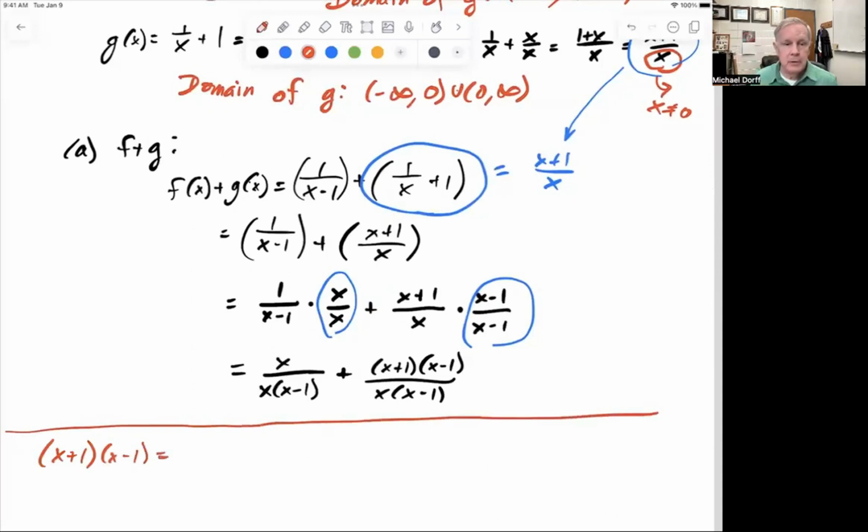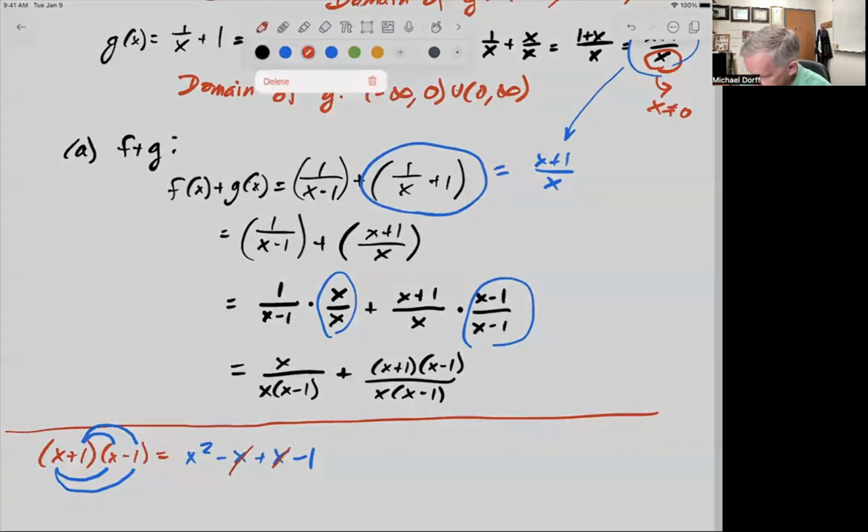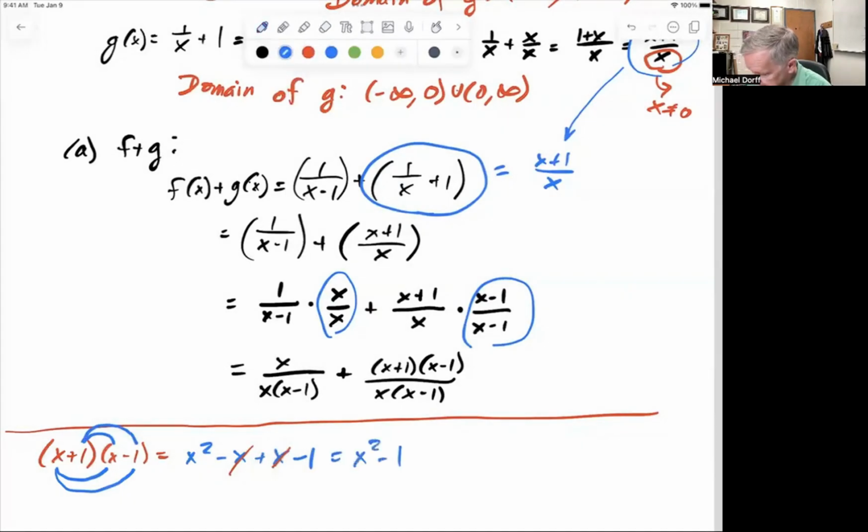You're going to use what's commonly called the FOIL method. I've got two terms in each parentheses, so I have to multiply parts together. I do the first together and I get an x squared, x times x. Then I do the outside ones. x times a negative 1 is a negative x. Then I do the inner ones. Plus 1 times x is plus x. And then I do the last ones. Plus 1 times minus 1 is a negative 1. And then I see that the middle terms cancel out. And so then I get x squared minus 1 as my final answer for that.